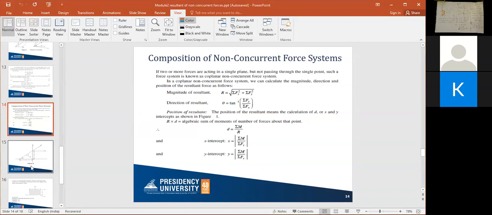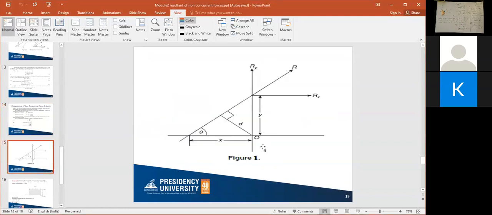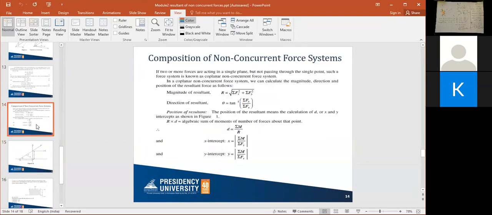In this particular slide, if you see in this figure, the resultant R. Now, if you don't know the position of the resultant R, this resultant force can exist anywhere in the coordinate system. So it is a necessity to identify where exactly this particular resultant vector is occurring in that coordinate system. And that is why we intend to find the position of the resultant.